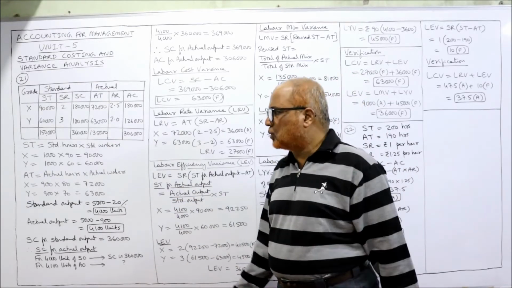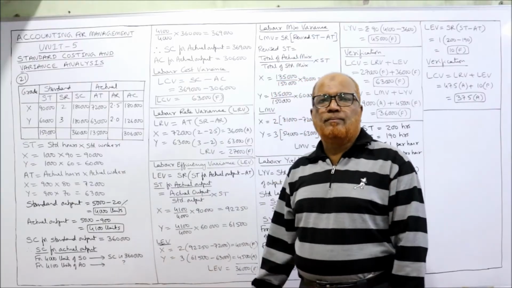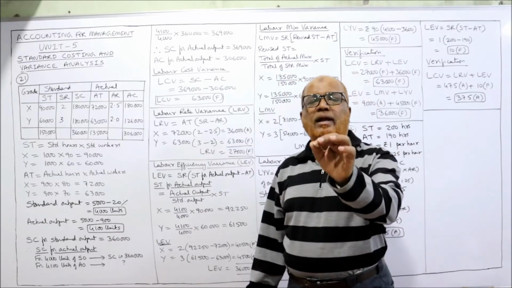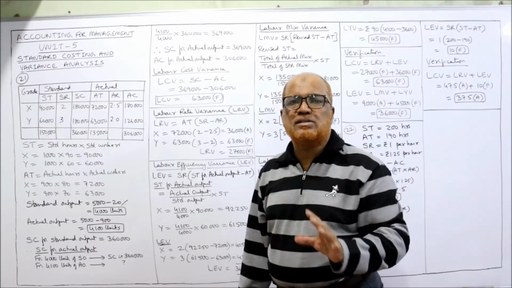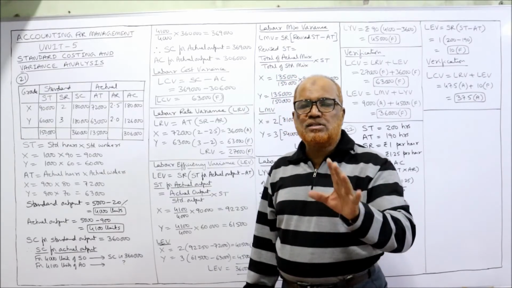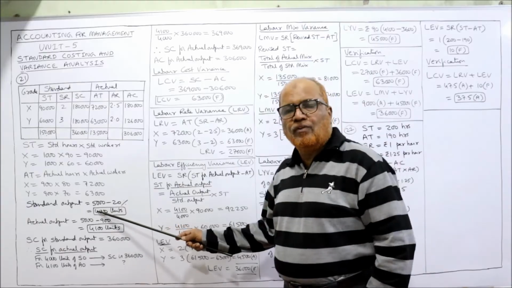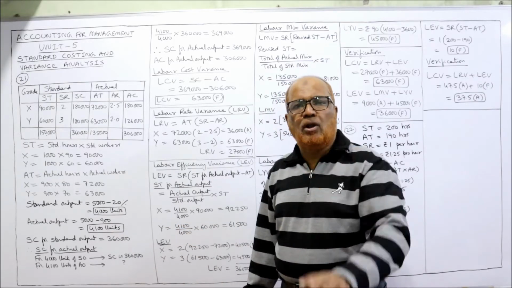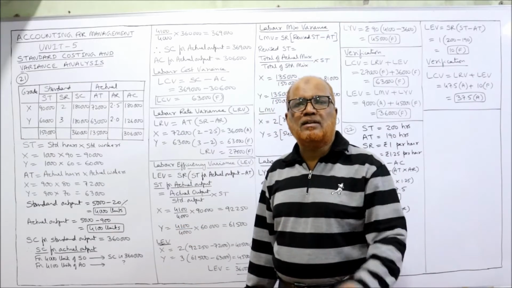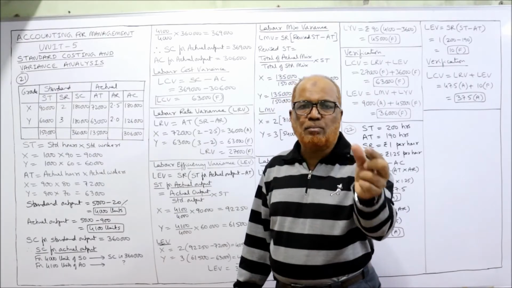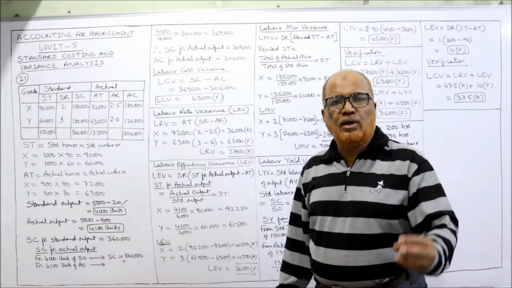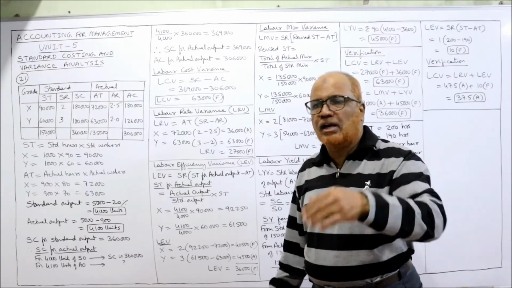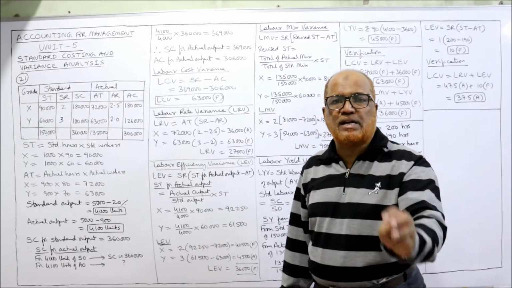Now we'll come to the output. Standard output: actually given in the problem, 20% of the input will be lost and only 80% will be obtained. So how much is the input here? 5,000. So from 5,000, 20% will be lost. 20% of 5,000 is 1,000. So 5,000 minus 1,000, 4,000 units is the standard output. So if we introduce 5,000, we will get 4,000 output according to standard.